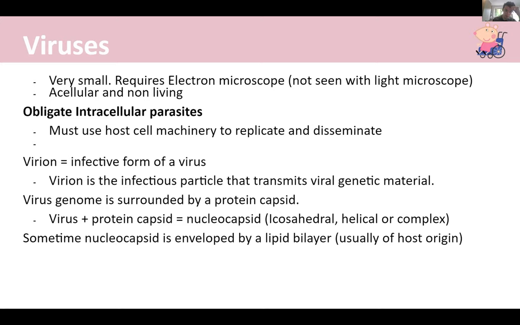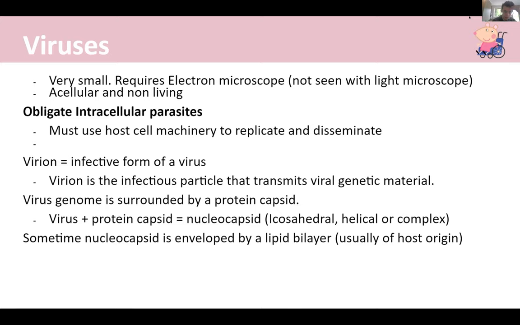A virion is a term for the infective form of a virus. Again, no one explained what a virion was. I mean, they probably should have been able to figure it out. I thought I'd put it in. A virion is the infectious particle that transmits viral genetic material, and the virus genome is surrounded by a protein capsid. A virus and a protein capsid is a nucleocapsid, and these often have shapes. Some shapes are icosahedral, helical, or complex, and sometimes it's even enveloped by a lipid bilayer, which is often a result of the host cell.